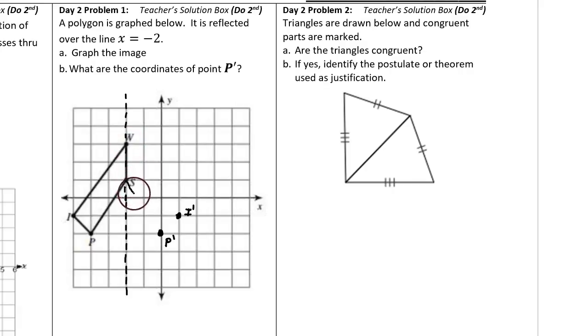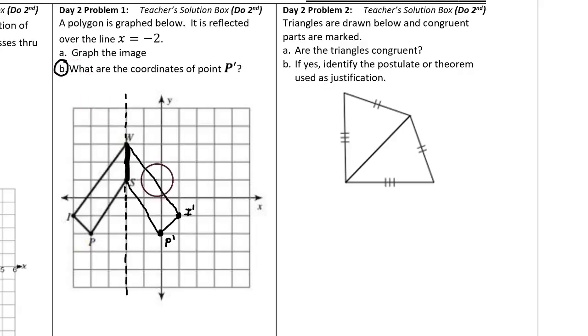Now let's draw the shape. Hopefully you can see that our four-sided shape is congruent to the original, but it's the mirror image of the original shape.